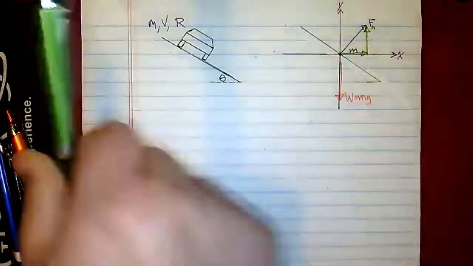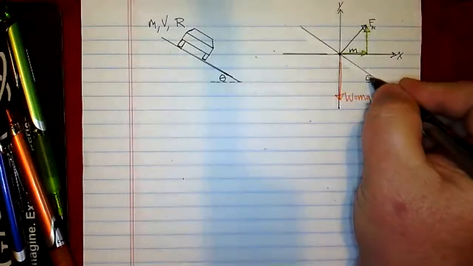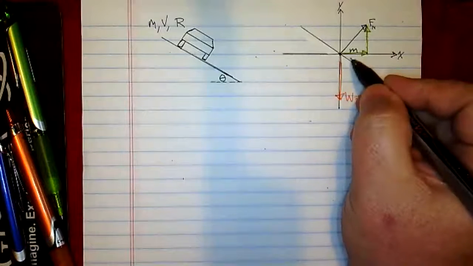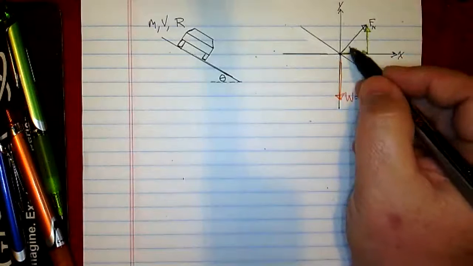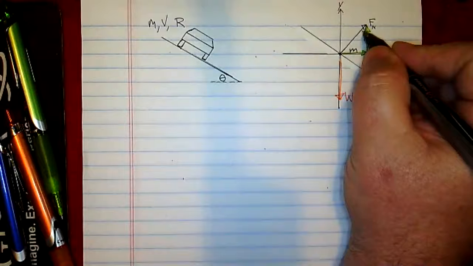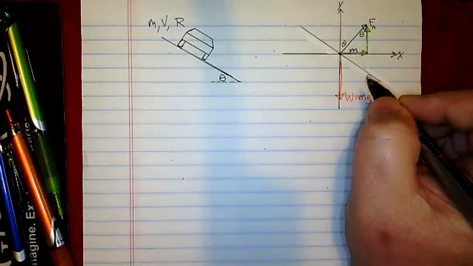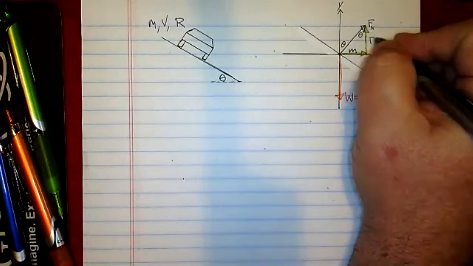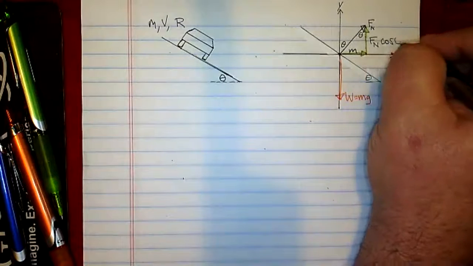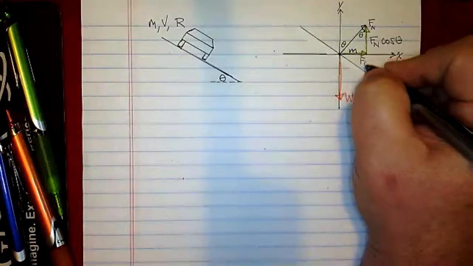We see from here that the angle theta is right here. That means this angle right here is also theta. But since this is 90 degrees, then this angle must be 90 minus theta. So I could say that this angle up here is theta, or I could say that this angle down here is theta. Either one works just fine. Okay, so from that, you determine that this force right here is F normal cosine theta, and this force right here is F normal sine theta.